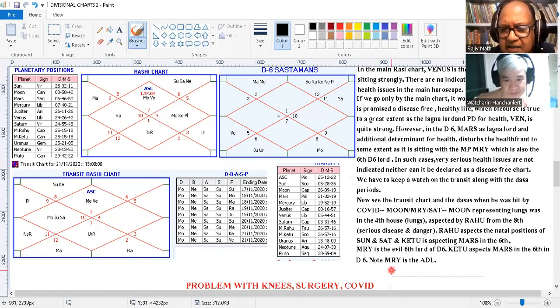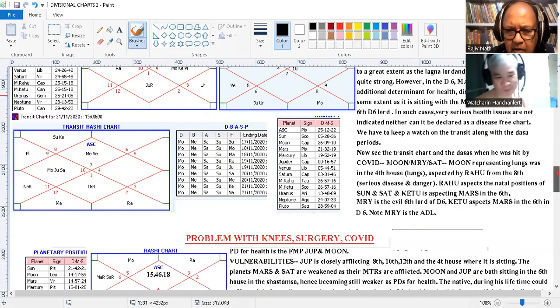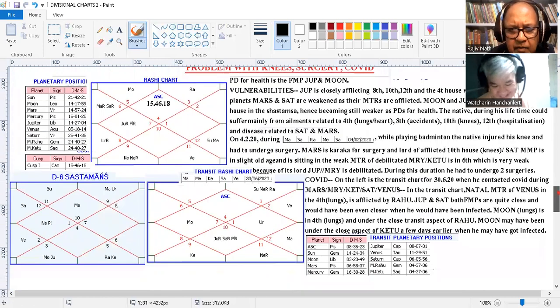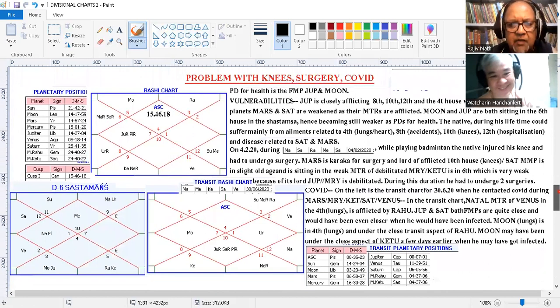Note, Mercury is the Antardasha lord. I have given the dasha periods here when he was hit by COVID. I've taken the extract and pasted it here. Now, since you've got the hang of it, this is another one: problem with knees, surgery, COVID, all combined.